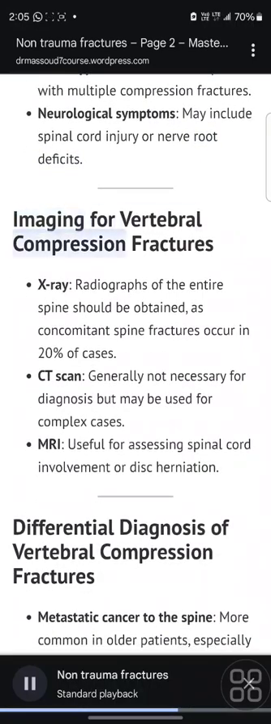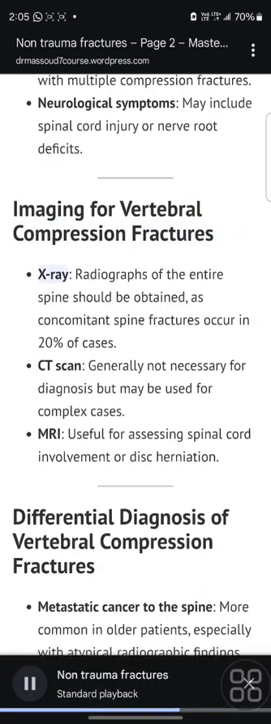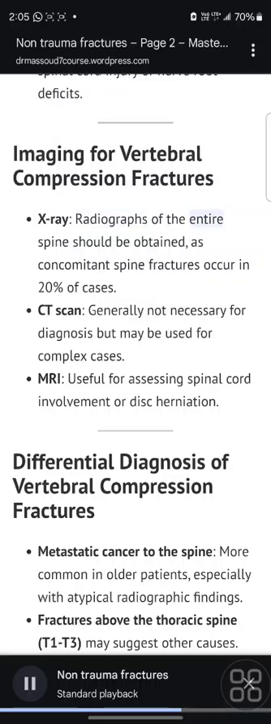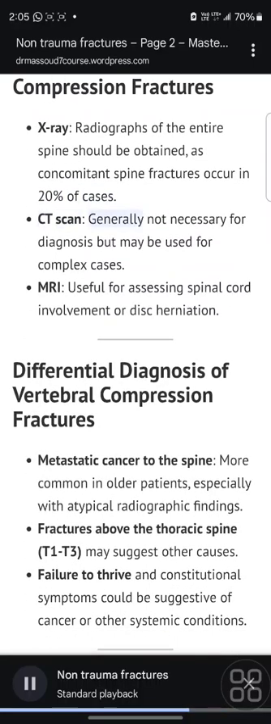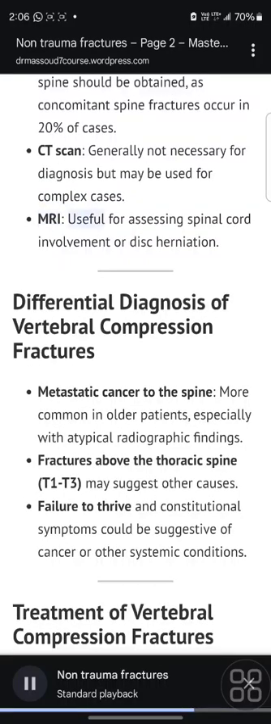Imaging for vertebral compression fractures. X-ray. Radiographs of the entire spine should be obtained, as concomitant spine fractures occur in 20% of cases. CT scan. Generally not necessary for diagnosis but may be used for complex cases. MRI. Useful for assessing spinal cord involvement or disc herniation.